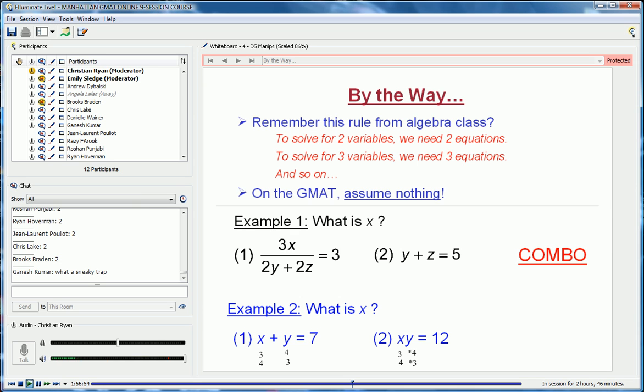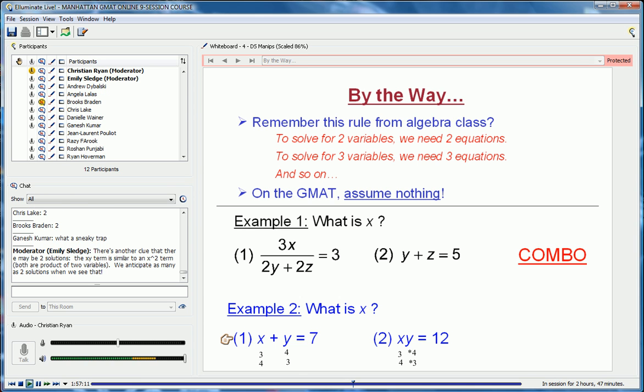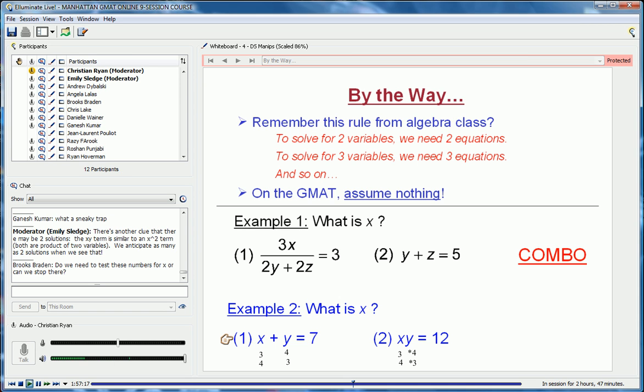So as a result, we have here 2 equations, 2 unknowns, and it doesn't look like either equation is that weird, and yet we don't have enough information to solve for x, or y for that matter. So the correct answer here is E. We do not have enough, even though we might think that we do.